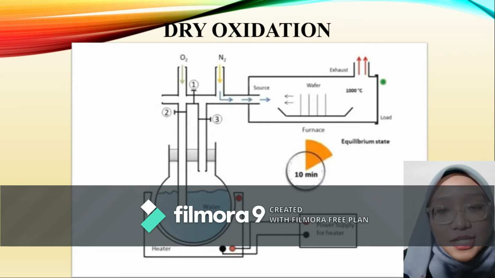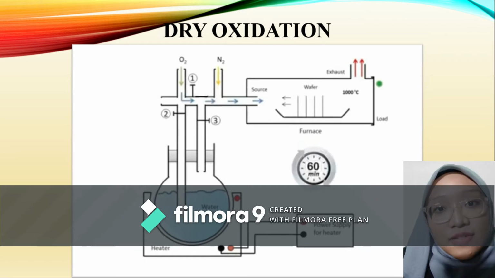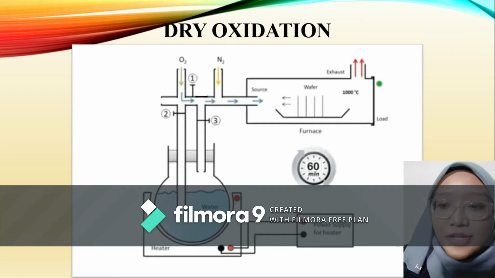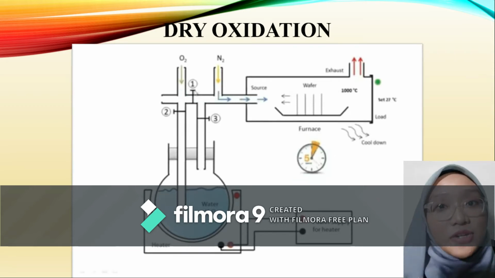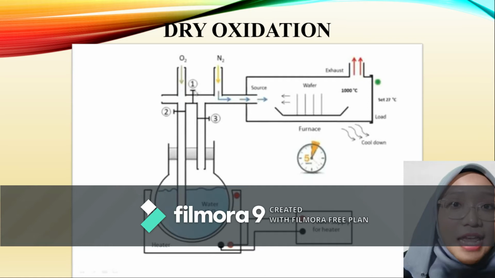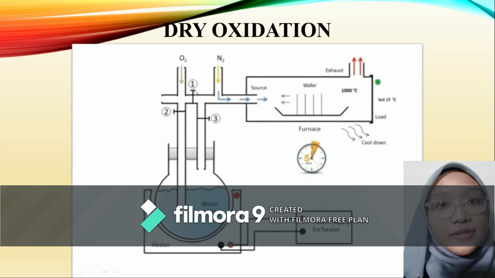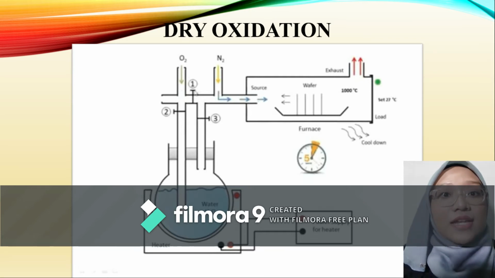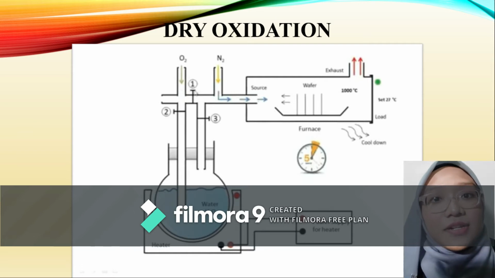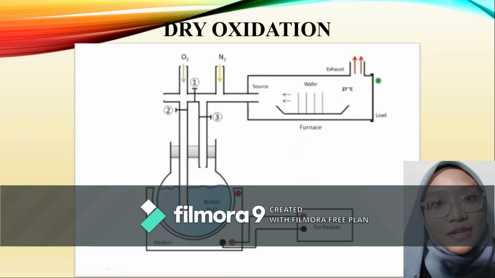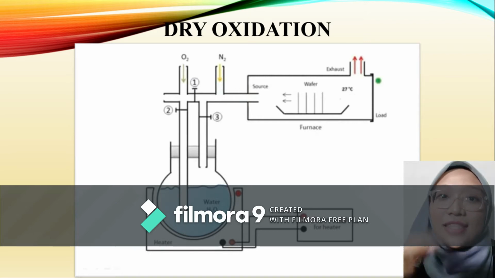Next, close the nitrogen gas valve. Then open the oxygen gas valve at 12 SLM and wait for 60 minutes. Close the oxygen gas valve. Next, open the nitrogen gas valve at 11 SLM and set the temperature master control at 27 degrees Celsius and wait for 5 minutes. Close the nitrogen gas valve and wait until the temperature reaches 27 degrees Celsius. Turn off the furnace switches and take out the wafer.